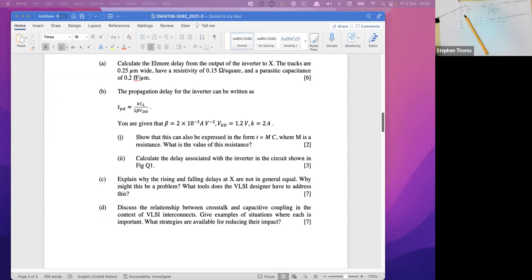So capacitive coupling is broader. So in other words, crosstalk is one particular implication of capacitive coupling, but capacitive coupling also gives you delays, for instance, in the final output. So this question, D, you have to sort of think about what the 2 things are and how they're related.